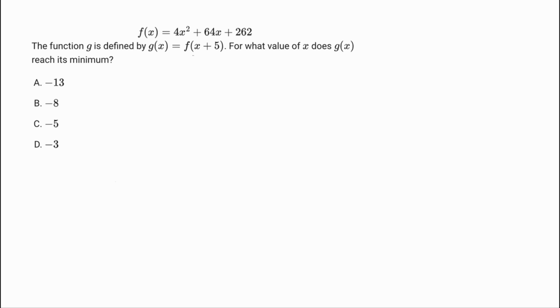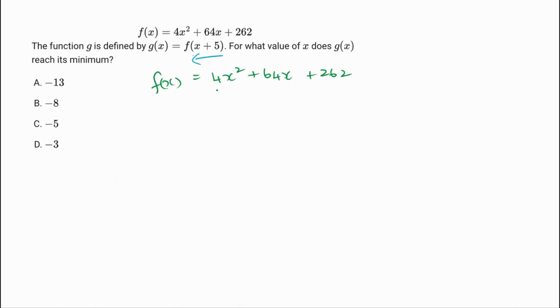To find the value of x where the function g of x reaches its minimum, we need to analyze the vertex of the function g of x, which is obtained by shifting the vertex of f of x horizontally by 5 units to the left. The function f of x is given by 4x² + 64x + 262.